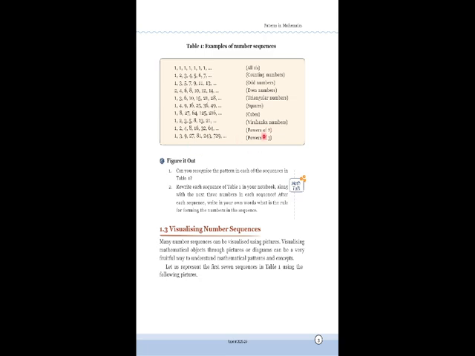Now we also have powers of 2: 1, 2, 4, 8, 16, 32, 64, and even powers of 3: 1, 3, 9, 27, 81 and so on. Now let's visualize these number sequences. Many of these number sequences can be understood through objects or pictures.